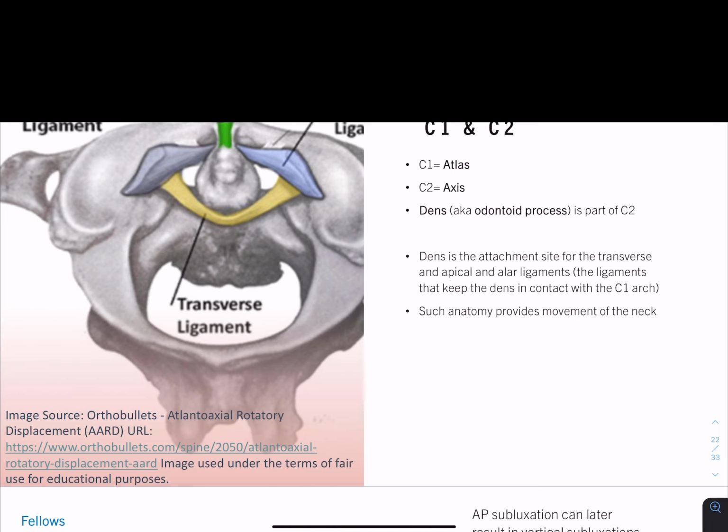Moreover, there are apical, alar, and transverse ligaments that hold the dens in place when it contacts the C1 arch. And this type of anatomy allows for a full range of motion in neck movement. In the case of rheumatoid, there's a synovial proliferation around the C1 and C2 articulation. So what happens? That will result in the stretching and tearing of the transverse and alar ligaments. And this disruption in the ligaments around the C1 and C2 can lead to a widening gap between the arch of C1 and the dens of C2.